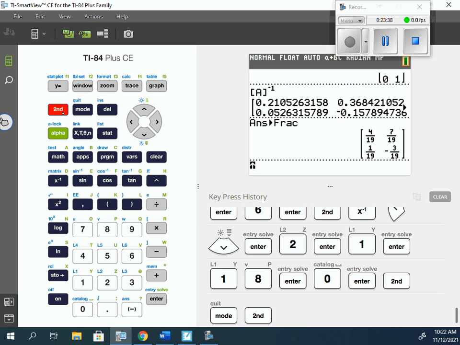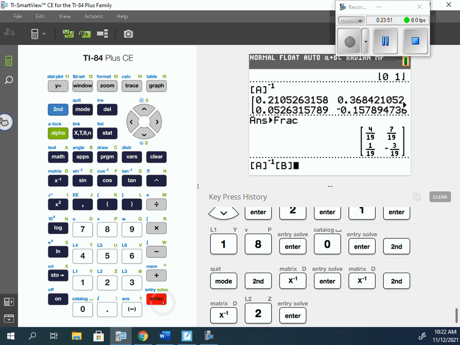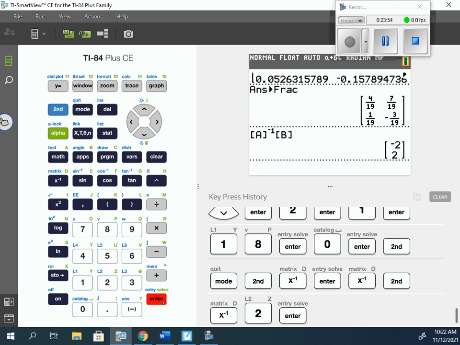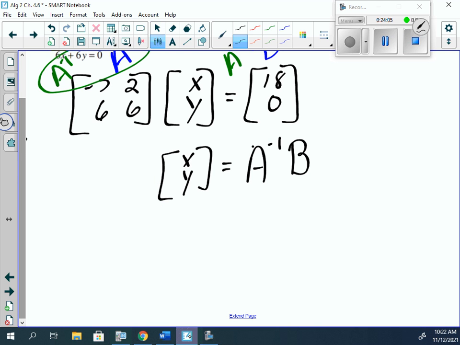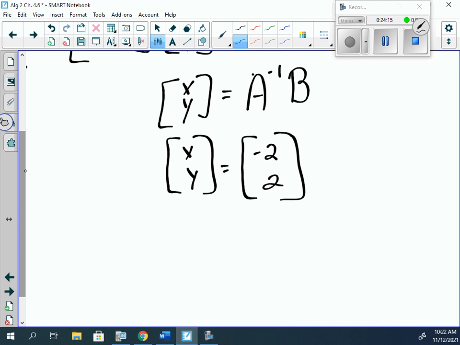So the first thing we'll need to call up is matrix A. Then what would we hit next? We want our inverse and to the -1, and then second matrix B, enter. So we get -2, 2. So if we come back here, really what we're seeing is that the matrix xy is equal to -2, 2, yes?